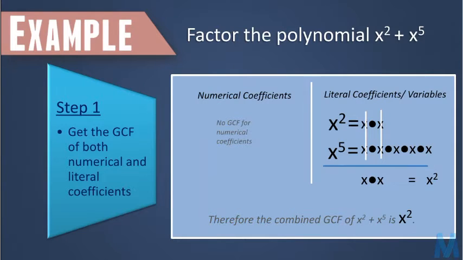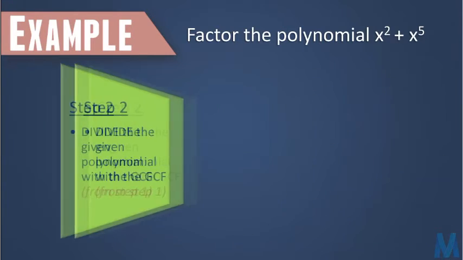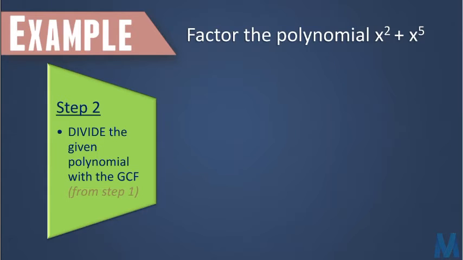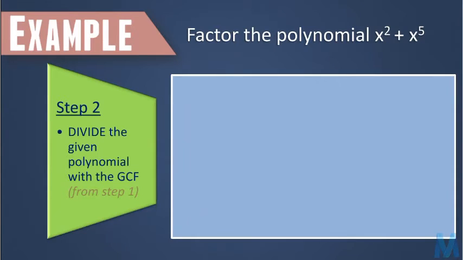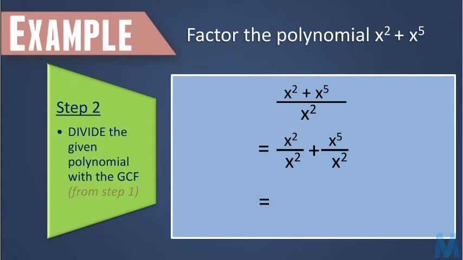Step 2. Divide the given polynomial with the GCF. So, the given polynomial divided by the GCF from step 1, which is x squared. Okay, so separate natin ang terms sa numerator. We're going to divide it by the denominator. So we have x squared, the first term divided by the GCF x squared plus x to the 5th, the second term divided by the denominator nga x squared.